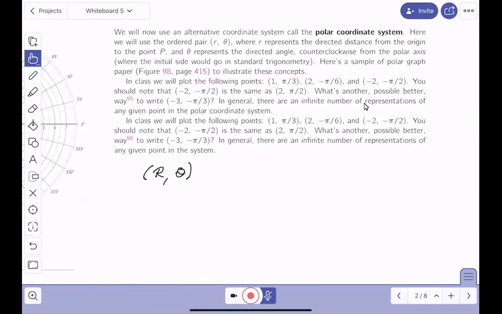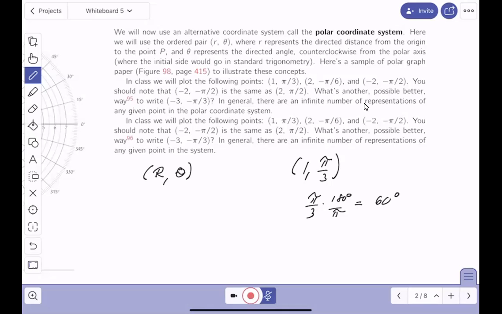So the first thing I want to do is be able to plot. I'm going to plot points. The first point I want to plot is (1, pi/3). The first thing I want to get across is that pi/3 is an angle. Again, these are given as r, theta. What's the angle going to be? If you need to, convert it, and that would be 60 degrees.